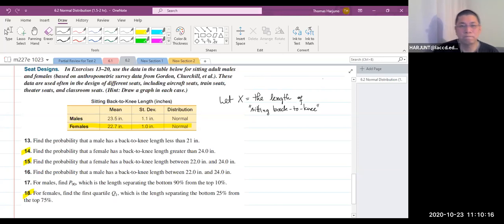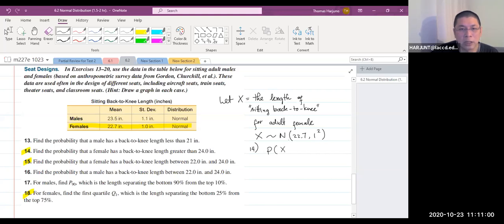In inches. Now they say that this is for adult females. This X is normally distributed with mean 22.7 inches and standard deviation 1. So I will write it this way, 1 squared, because that's the place for variance. Number 14. Find the probability that a female has a back to knee length greater than 24 inches.